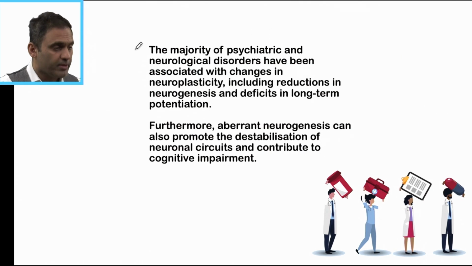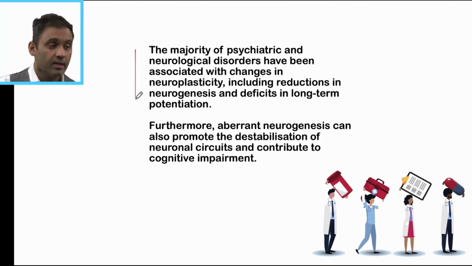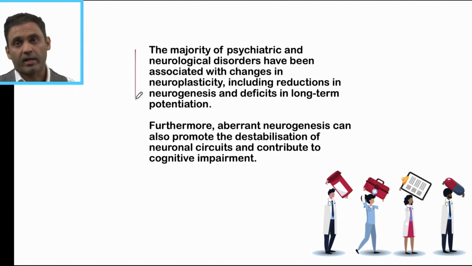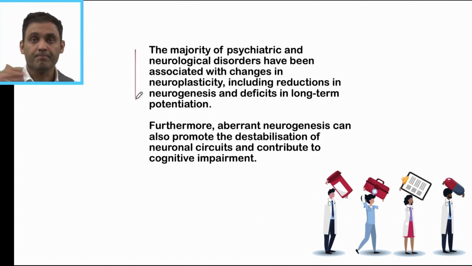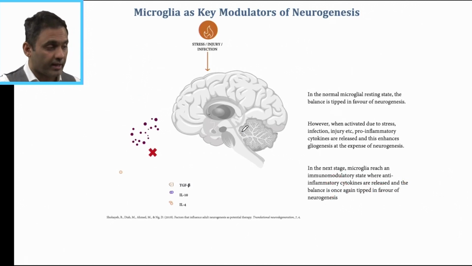Now, what we do know is that the majority of psychiatric and neurological disorders have been associated with changes in neuroplasticity, including reductions in neurogenesis and deficits in long-term potentiation. Depression, anxiety, and from a medical perspective, epilepsy, for example. Epilepsy is a great example of how seizure activity can occur with aberrant synaptogenesis or aberrant neurogenesis. Furthermore, aberrant neurogenesis can also promote the destabilization of neuronal circuits and contribute to cognitive impairment. Similarly, in epilepsy, that can occur as well.